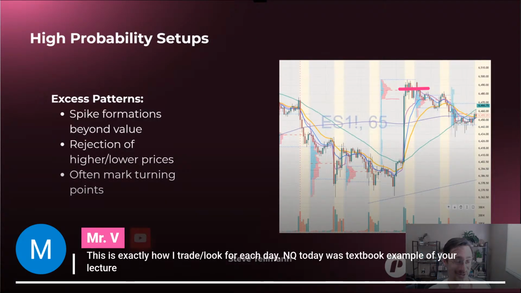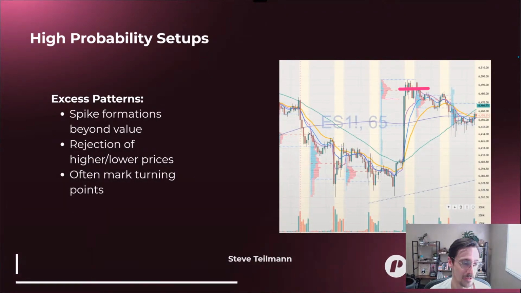Yeah, Mr. V, I love it when it works out. I was hoping it would because I was finishing this up last night, finding some pictures, and there was the beautiful P profile that I was already watching because I traded it yesterday. So I thought I knew what SPY was going to do. I had a good feeling. So, happy accidents. It's nice when it lines up like that.